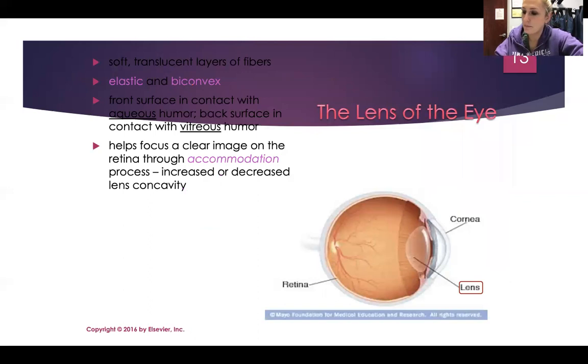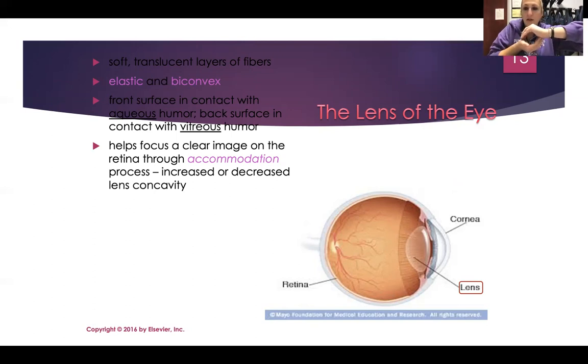into the bloodstream. All right, so now we're talking about the sucked on skittle, the lens of the eye. It's a soft, translucent, skittle-shaped piece that has layers and layers of fibers, almost kind of peels out like an onion too. So it's elastic, meaning a little bit stretchy, not super rock hard, and it's biconvex. Convex means kind of outward shaped.